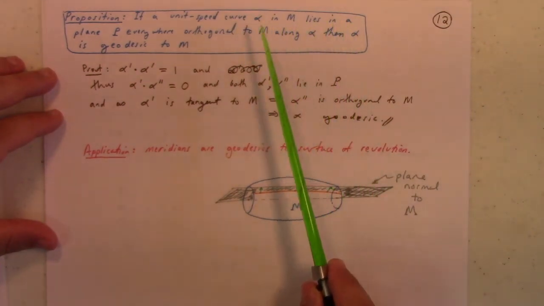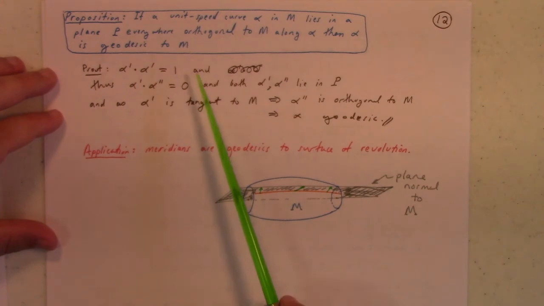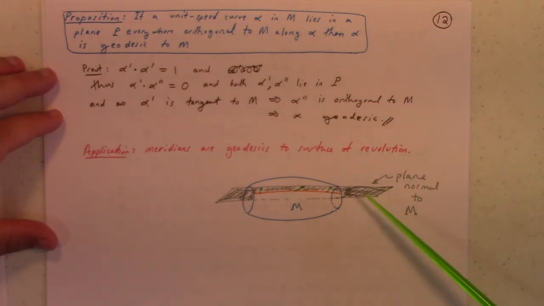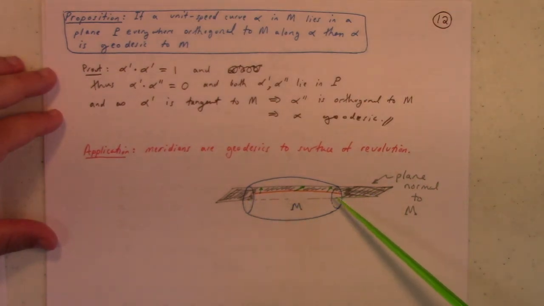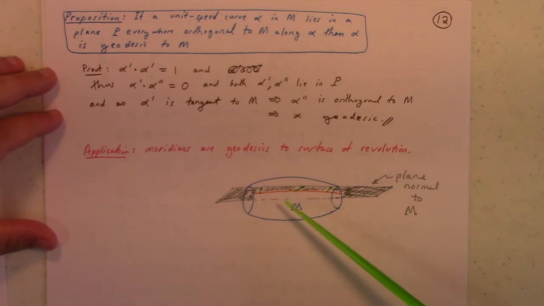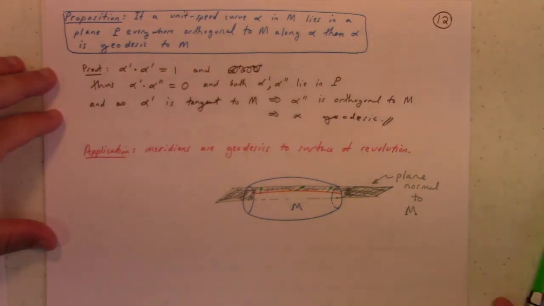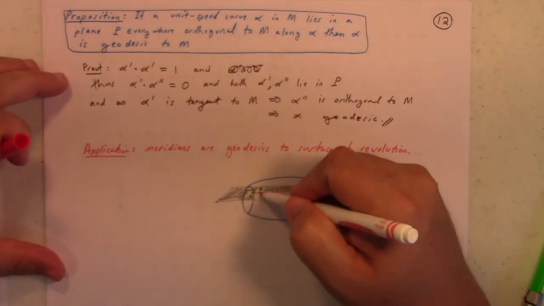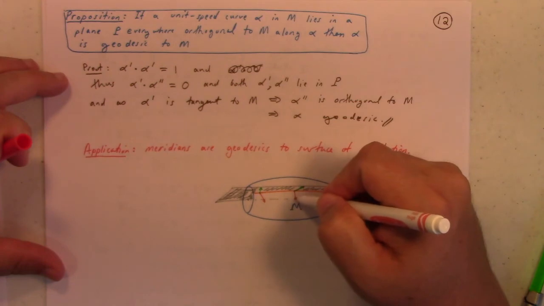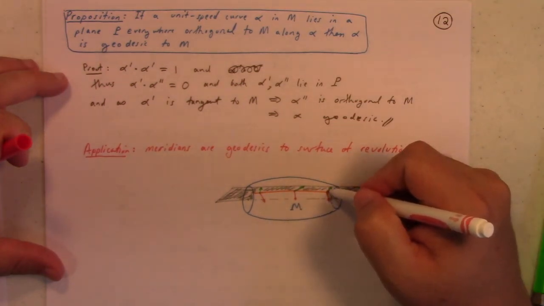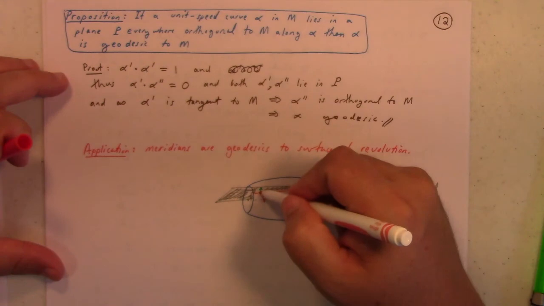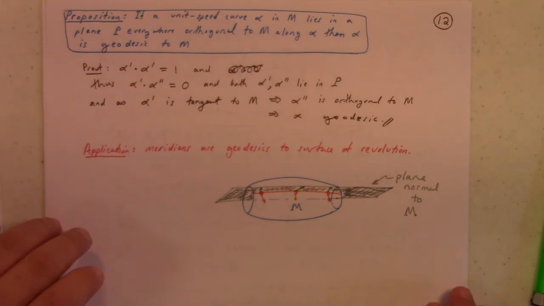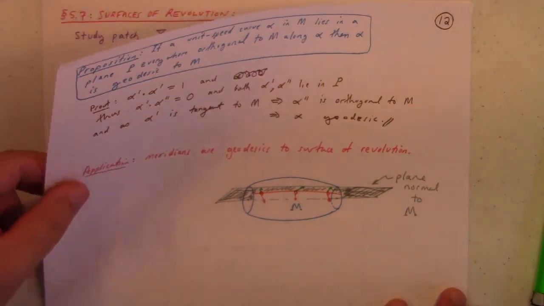The curve alpha lies in a plane P, which is everywhere orthogonal to M. So the catch is that this gray plane is also everywhere orthogonal to the surface in its intersection, right? Because the plane normal, if you let me draw it in red here, you could take to be like this. My picture isn't worth anything, but there's a right angle between the unit normal to the surface and the plane normal. If you can see it from my picture, you're doing better than I am.